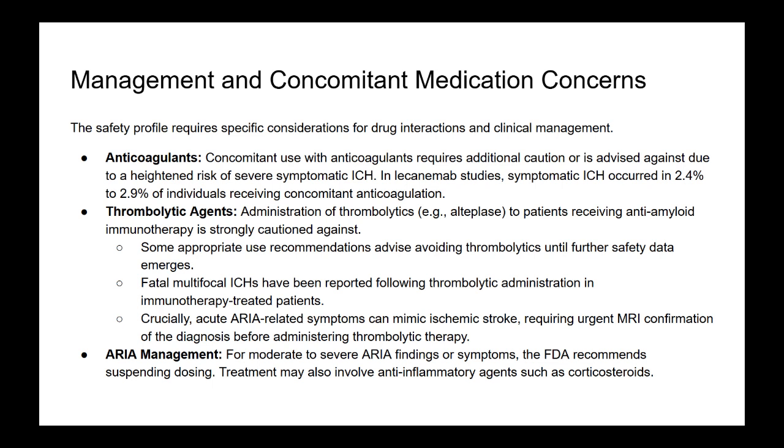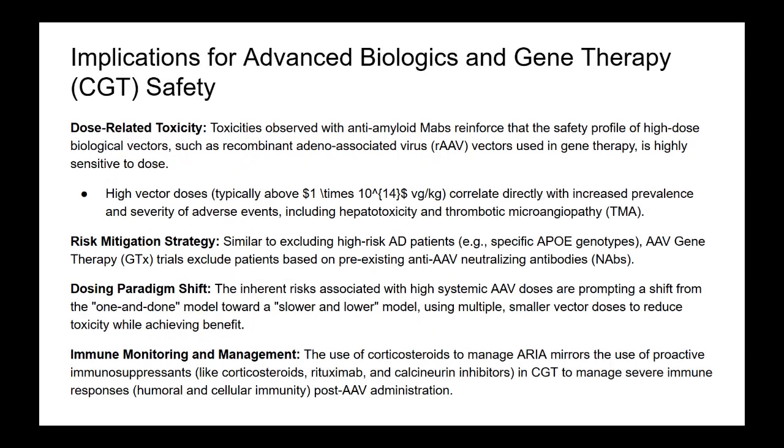Regarding the management of amyloid-related imaging abnormalities, the Food and Drug Administration recommends suspending doses for patients exhibiting moderate to severe findings or symptoms. Treatment may involve the use of anti-inflammatory agents, such as corticosteroids, to reduce inflammation and manage symptoms. The risks associated with anti-amyloid immunotherapy inform critical considerations for other advanced therapies, particularly regarding personalized medicine, safety mitigation, and regulatory strategy. The influence on the safety and dosing of gene therapy involving adeno-associated virus vectors is significant.